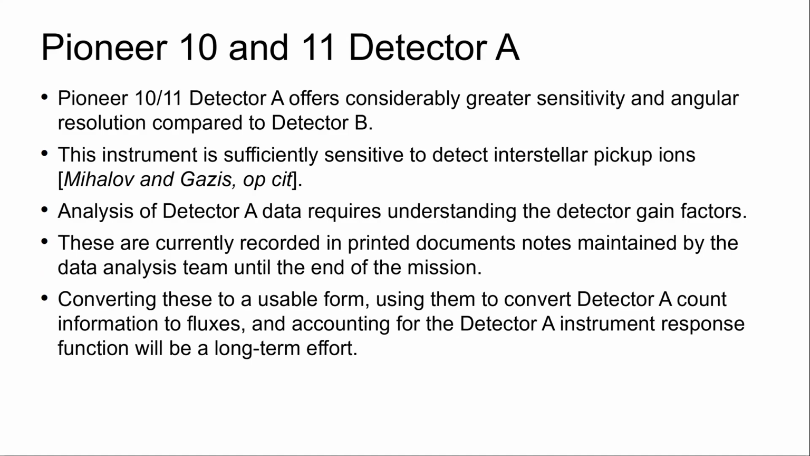Detector A is really the best detector in all these spacecraft. It has greater sensitivity and angular resolution than Detector B. You can use it to detect the interstellar pickup ions. But to do this, you need to understand the detector gain factors. And these were recorded in a series of notebooks in the latter part of the mission. It's going to take some work to read them, turn them into numbers, and figure out how to use them. I think at this stage, all I can really do is review the notebooks and put together a feasibility study to figure out what would be required to use the Detector A data.